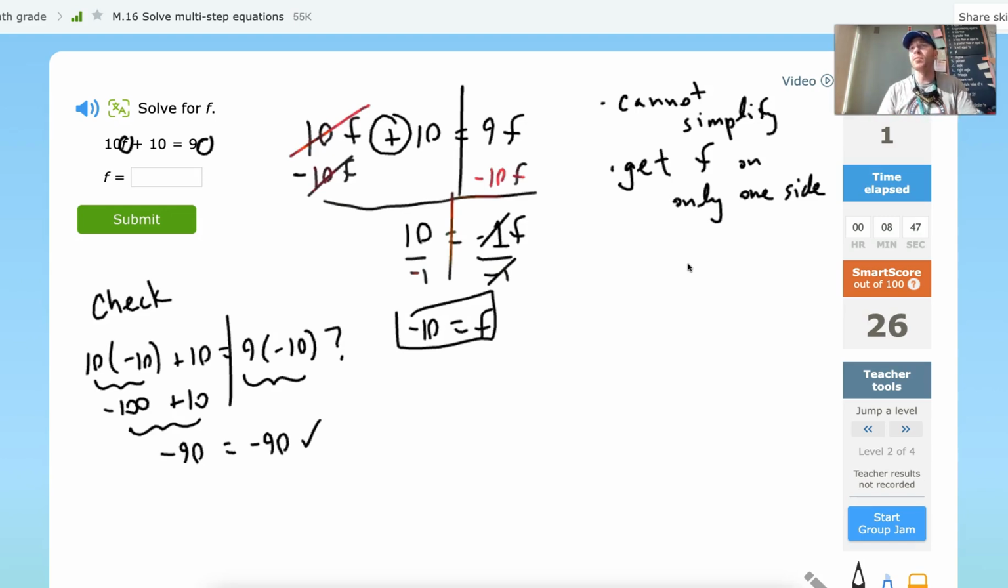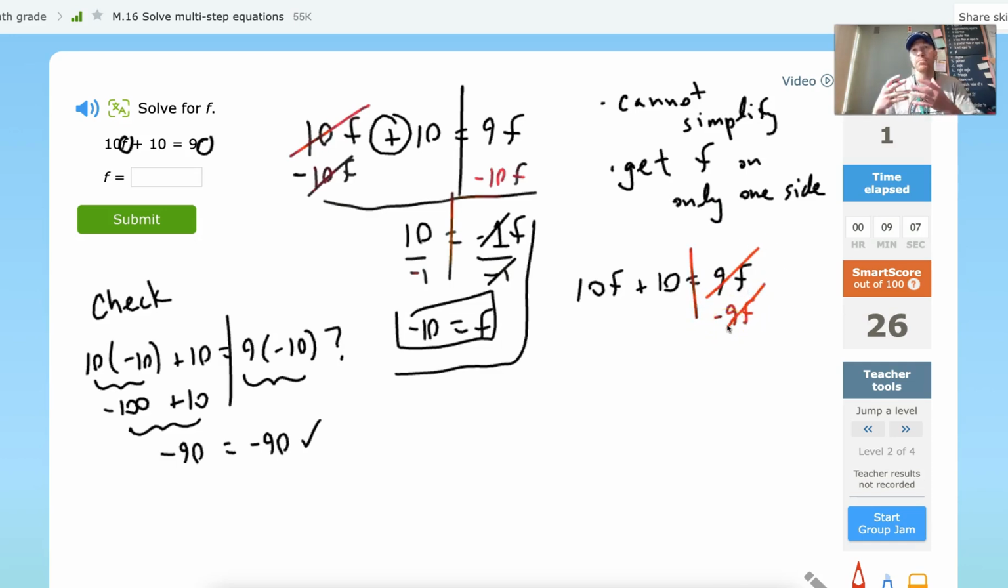I'm going to do this problem one more way just in case, for those of you that like to keep the variable on the left side and get rid of it on the right side. We'll go back here real quick. So same idea. We cannot simplify either side, but the variable is on both sides. So for those of you that are like, hey, what if we subtracted 9f and cancel the variable on the right? That's not wrong as long as you balance. Subtract 9f on the left.